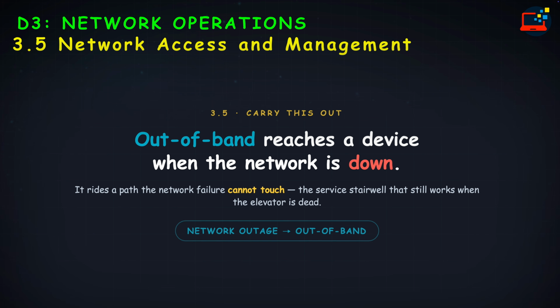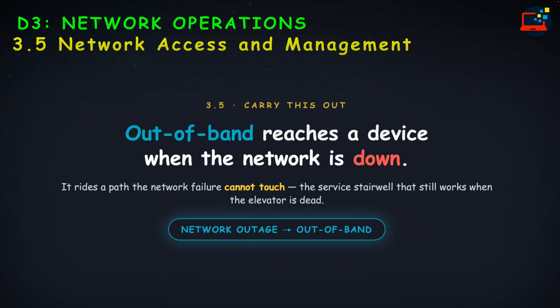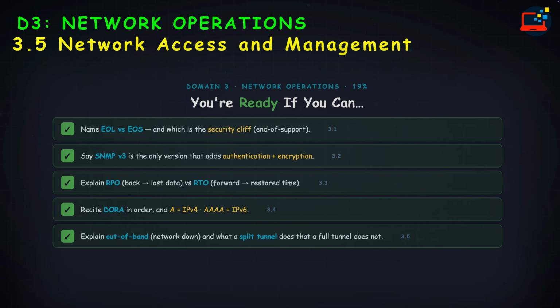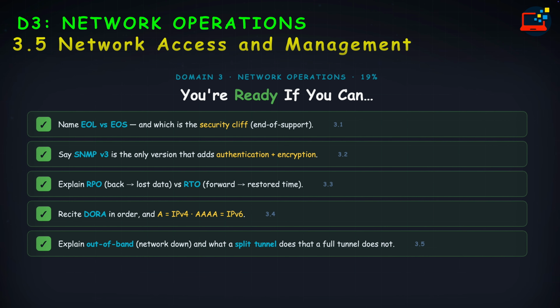That wraps 3.5. The fact to carry out of this section is that out-of-band management reaches a device when the network is down because it rides a path the network failure cannot touch. That's domain 3, all 19% of it.